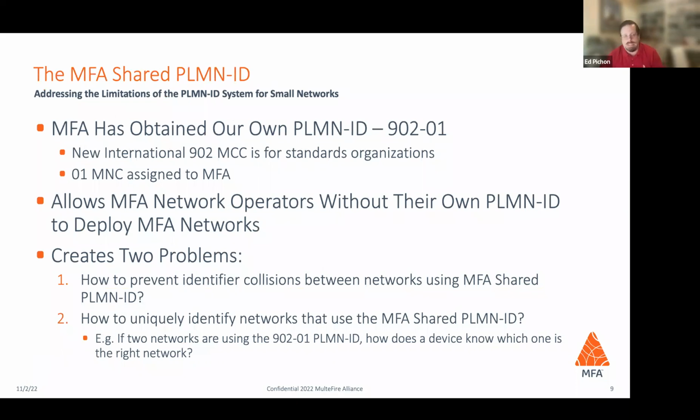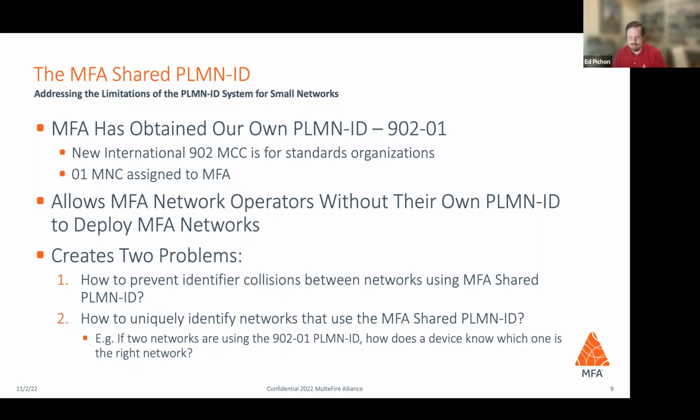And the solution that the MFA has pursued is to get our own PLMN ID. We actually went to the ITU and got them to issue a new country code, 902, for standards organizations. And we got the first network code assigned under that country code to the MFA. So we have our own PLMN ID, it's 90201, and we are sharing that with people deploying private networks. If you don't have your own PLMN ID, you can use this PLMN ID for your network. If you don't want to go through the process, or you can't go through the process of getting your own PLMN ID, you can just use ours.